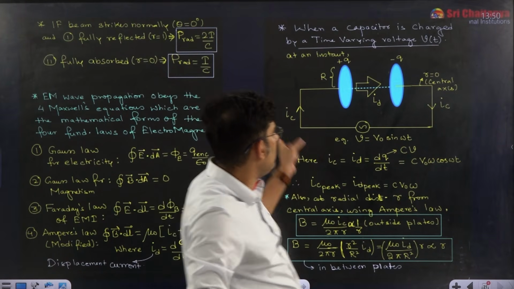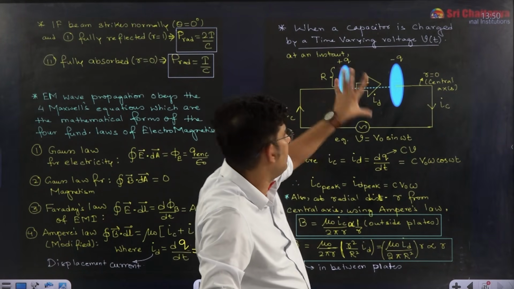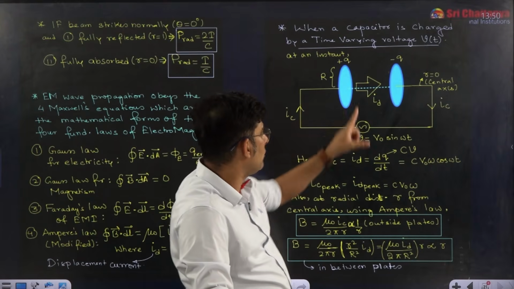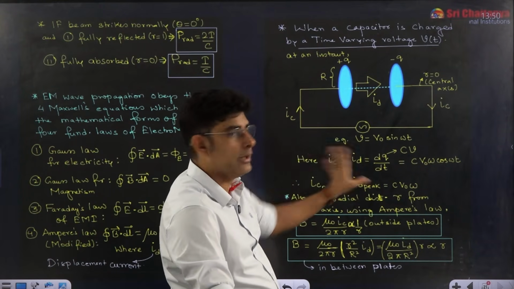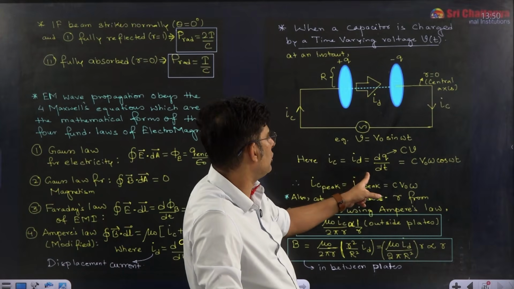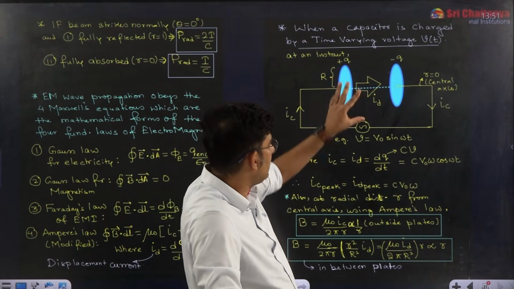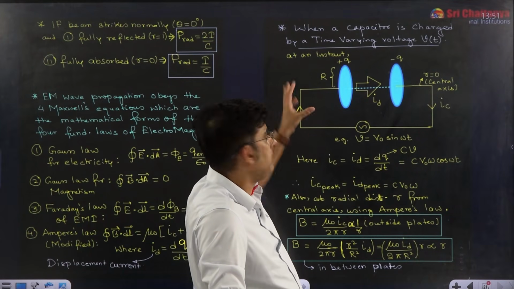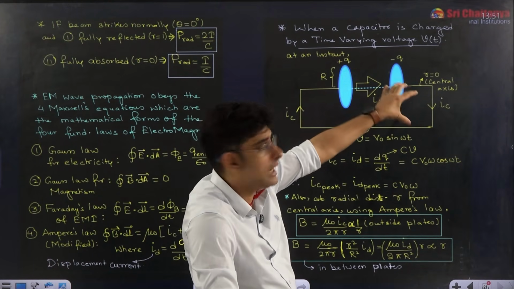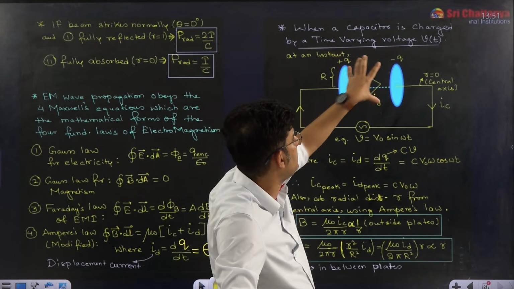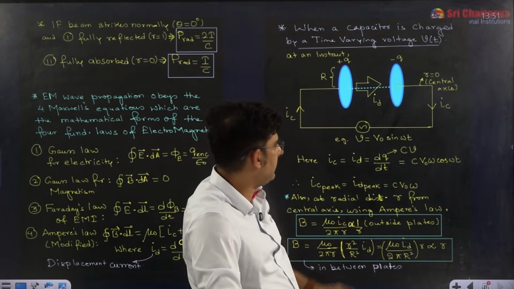For maintaining the continuity, when current is flowing in a circuit, this is the gap, nothing is flowing. So to maintain the continuity, we say that IC is equal to ID. IC and ID are equal in magnitude, both are dq by dt. Mathematically both are the same, but sense wise one is rate of flow of charge, and one is rate of change of charge, representing rate of change of electric flux between the plates.